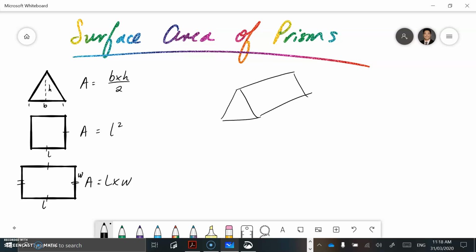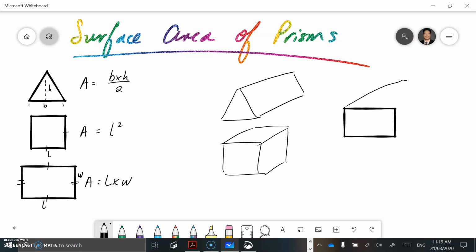And we've got cases like a cube. We have cases where it looks like a rectangle. And basically, surface area is working out the area for every single face of that 3D object.